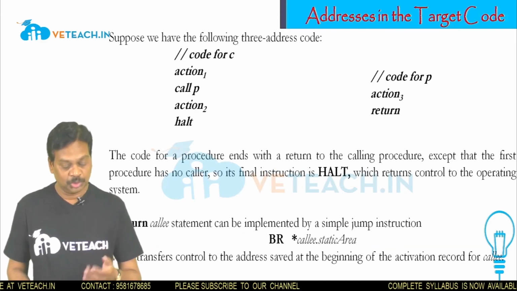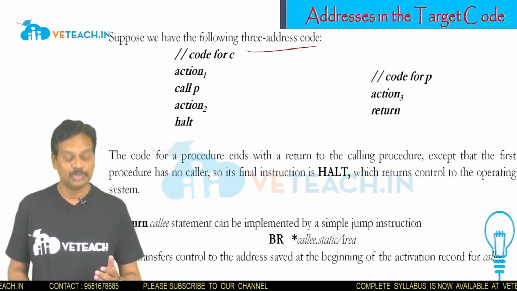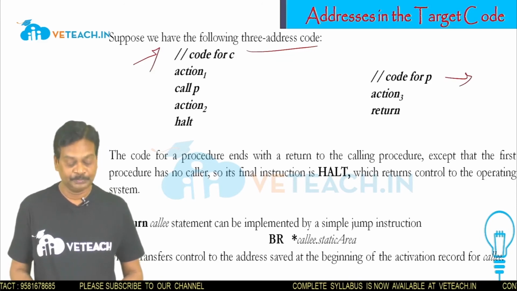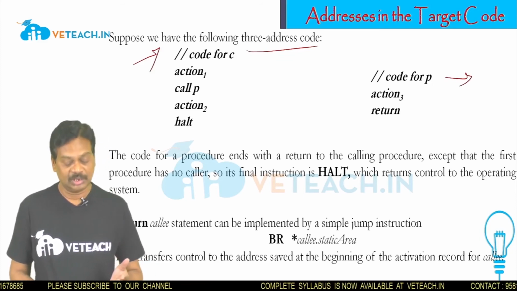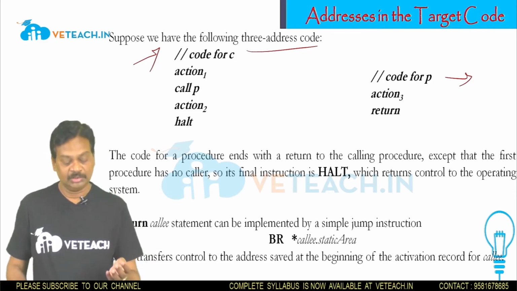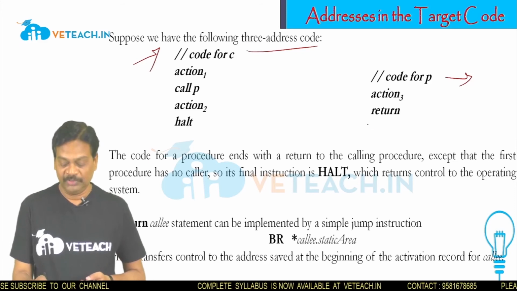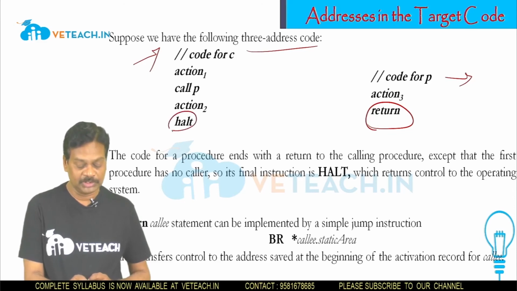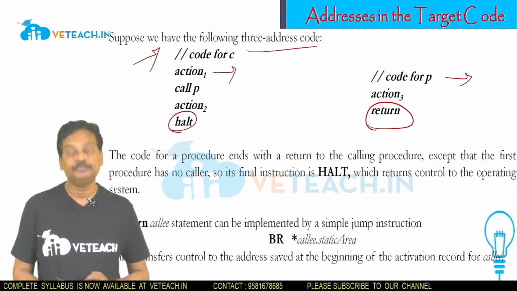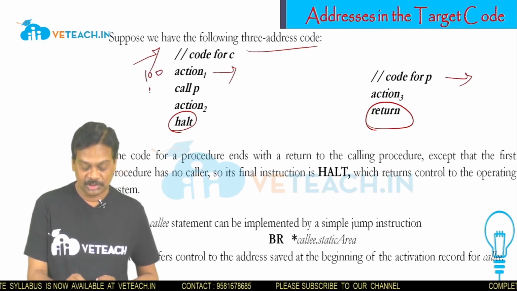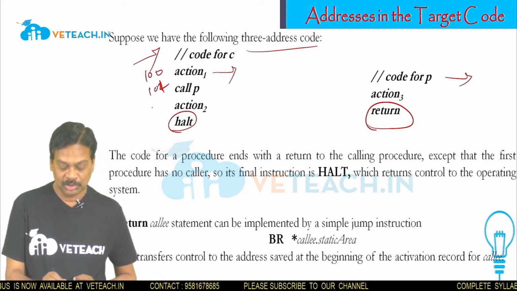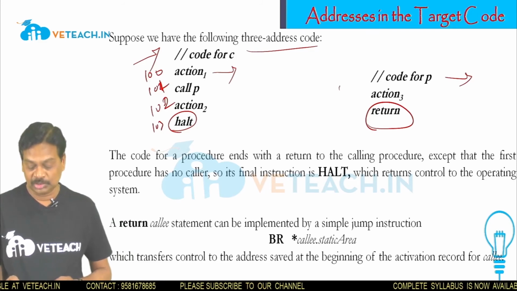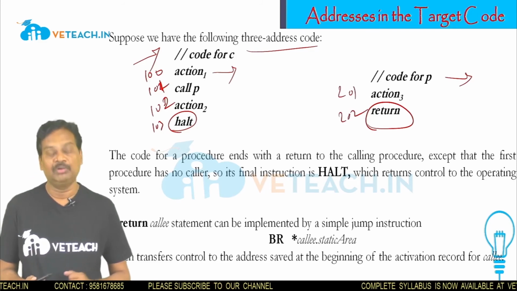So to elaborate this example, suppose we have the following three-address code. There are 2 codes here. We have code for C and code for P. Now here, as we have discussed, there are 4 parts: action, call, halt and return. So every subprogram will have the return address, and the last instruction in the main program is the halt. The first one is call action 1. For example, this action 1 is 100. This is 101, this is 102, this is 103. And the code for P is 201, 202, as we have already discussed.